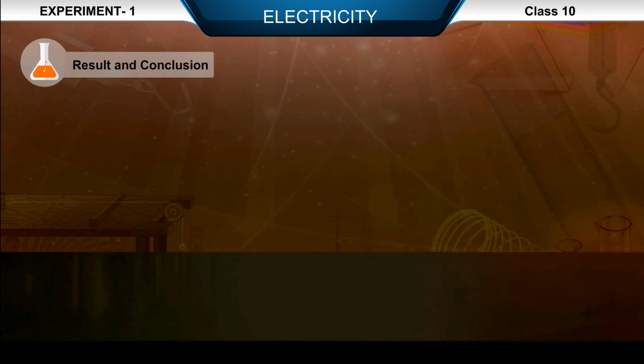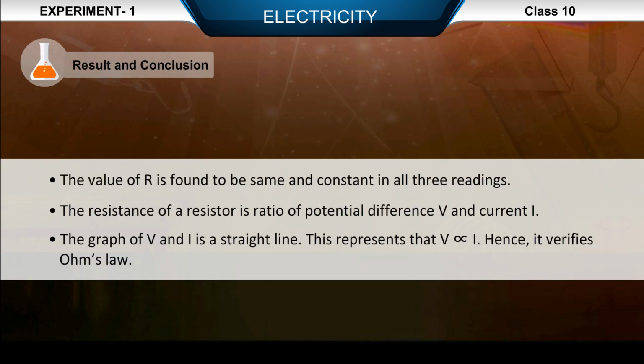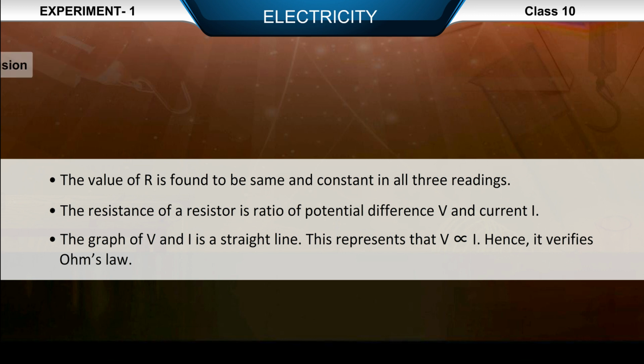Result and conclusion. The value of R is found to be the same and constant in all three readings. The resistance of a resistor is the ratio of potential difference V and current I. The graph of V and I is a straight line. This represents that V is directly proportional to I, hence it verifies Ohm's law.